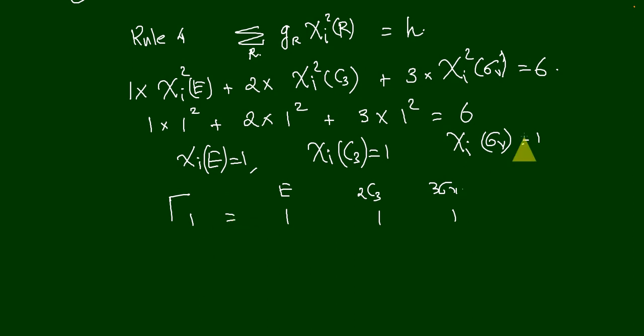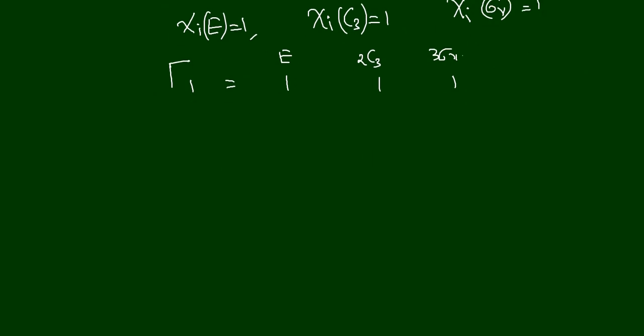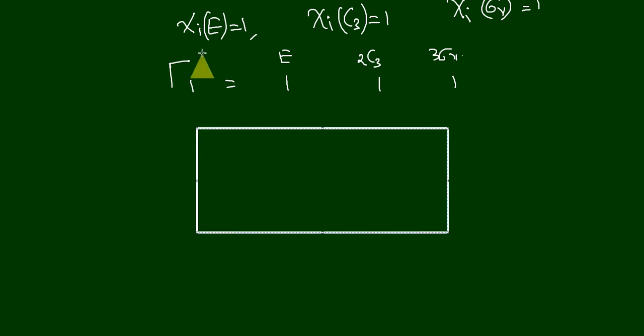Okay, so based on the information so far, we can construct a partial character table or part of the character table. Let us see how that character table looks. Based on the information so far, let us create a character table. So this is for the C3v point group.